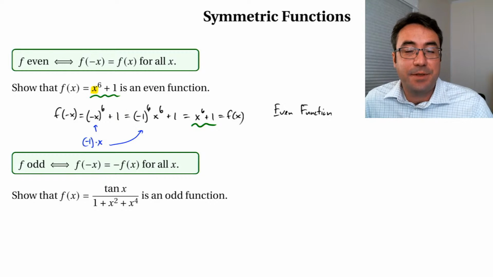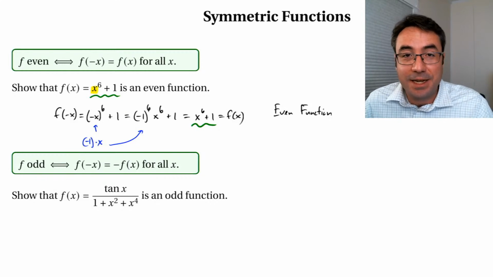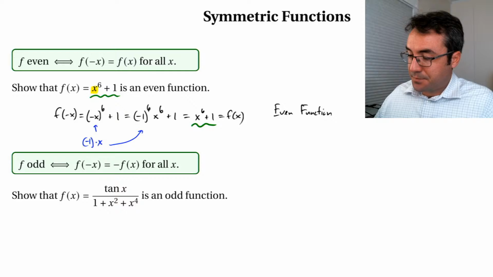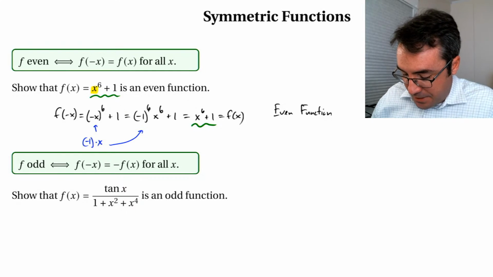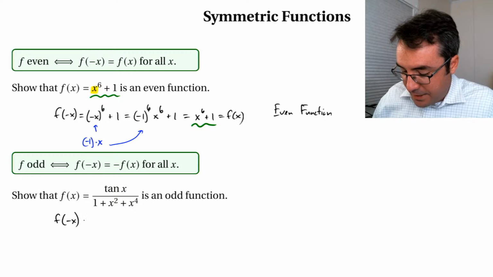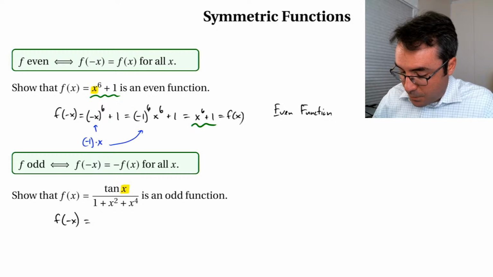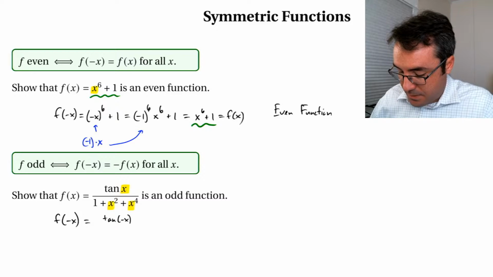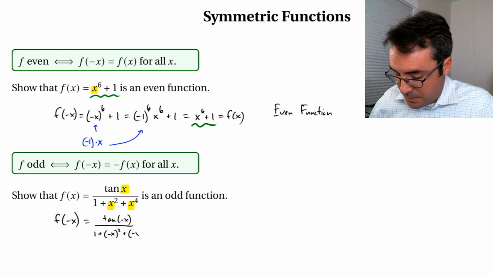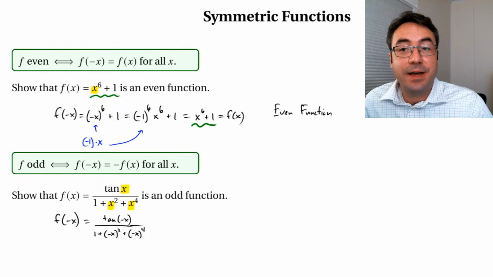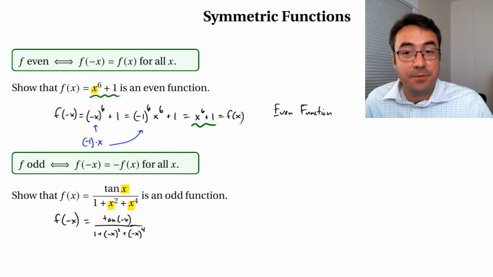And we're going to show that this function, tan x over 1 plus x squared plus x to the fourth, is an odd function. The way we do that is by plugging negative x in. So wherever we see an x, we're going to change that to a negative x. So we end up with tan of negative x over 1 plus negative x squared plus negative x to the fourth.